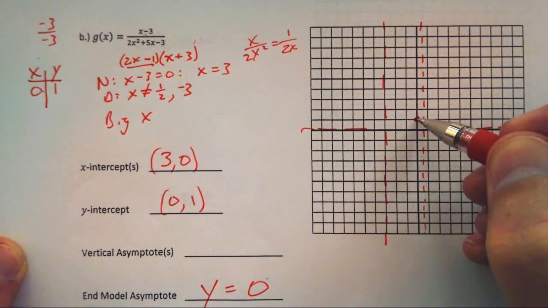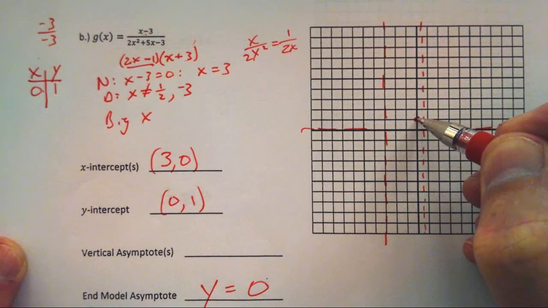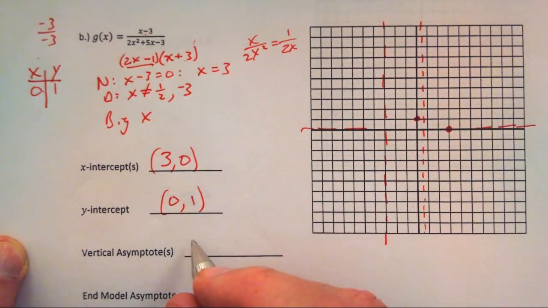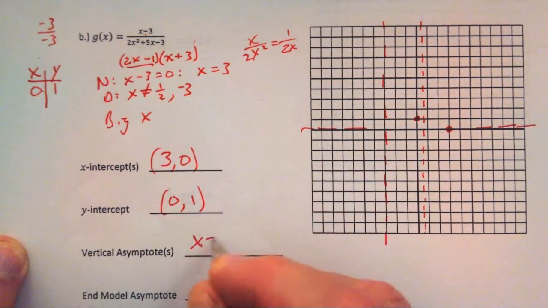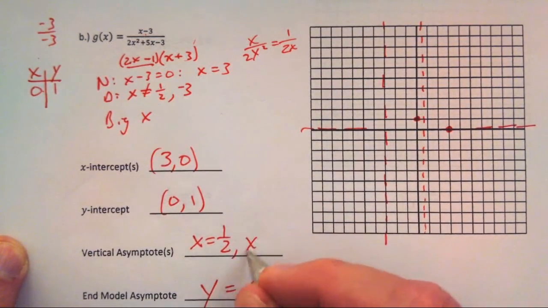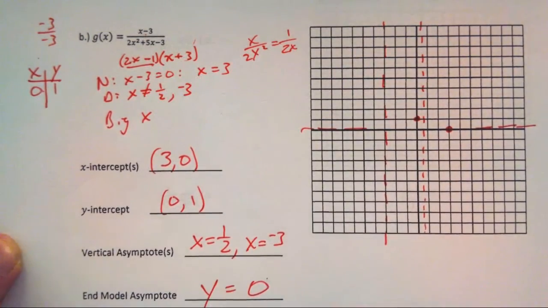How about what's going on here? Oh, vertical asymptotes, I didn't write those down yet. We've got x equals 1/2 is a vertical asymptote, and x equals -3 is a vertical asymptote.